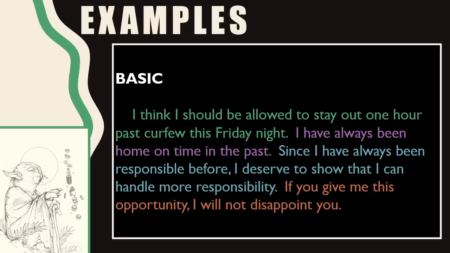In blue, we have the elaboration or the explanation. So it says, since I have always been responsible before, I deserve to show that I can handle more responsibility. So you can see the connection between the evidence. So, always been responsible before is connecting to what's in the purple. You're saying what you did in the past. And then finally, the connection or the conclusion says, if you give me this opportunity, I will not disappoint you. So it's not just repeating, it's saying, okay, and this is why it's important in the future.